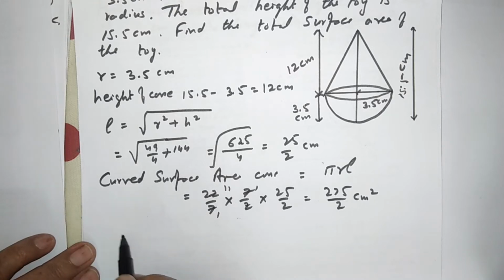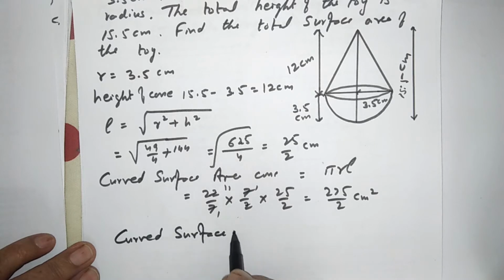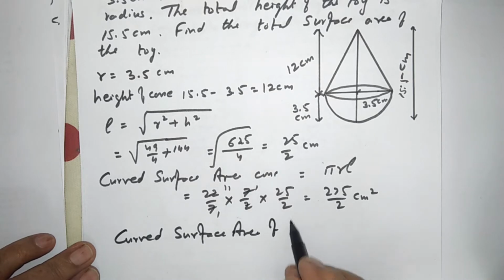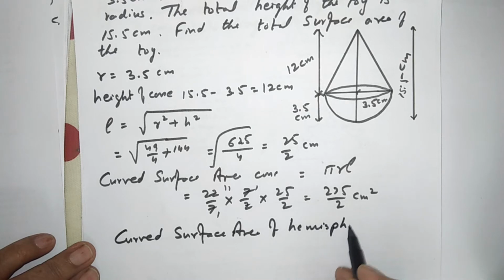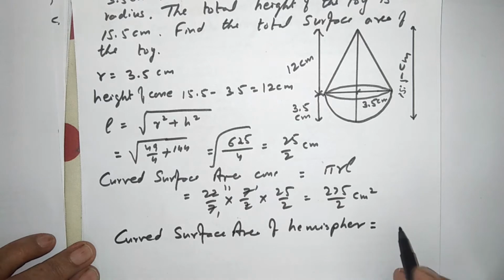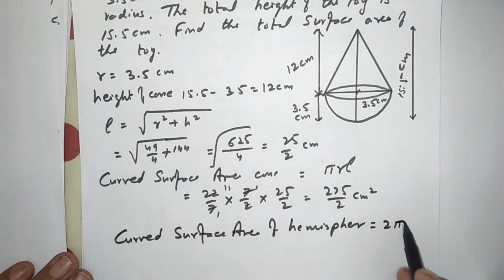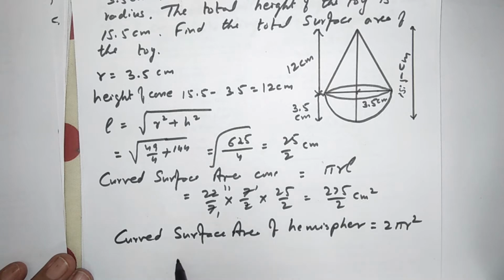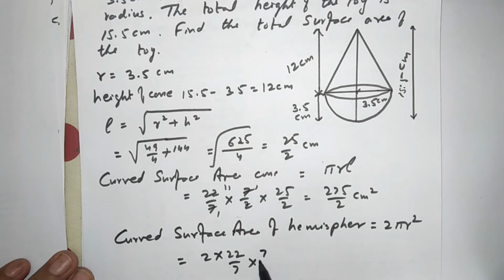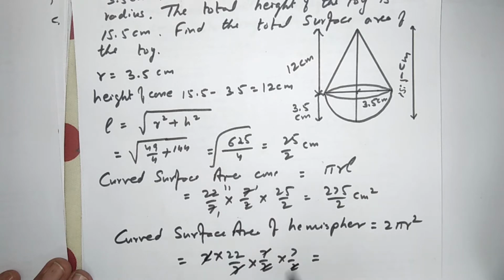Now we want to know curved surface area of hemisphere, which is equal to 2 pi r square. Again it will be 2 pi r square, 7 by 2, 7 by 2. Reduce it, it is 77 centimeter square.